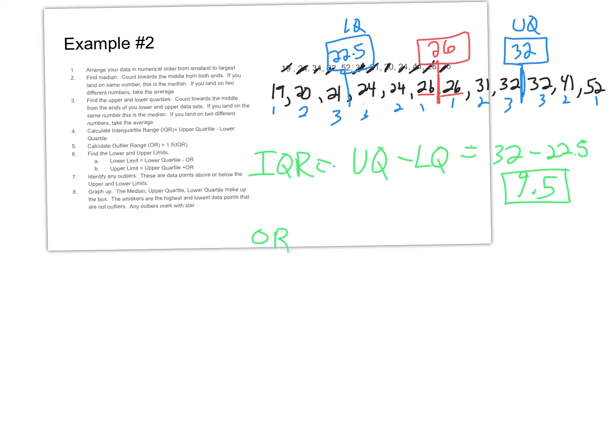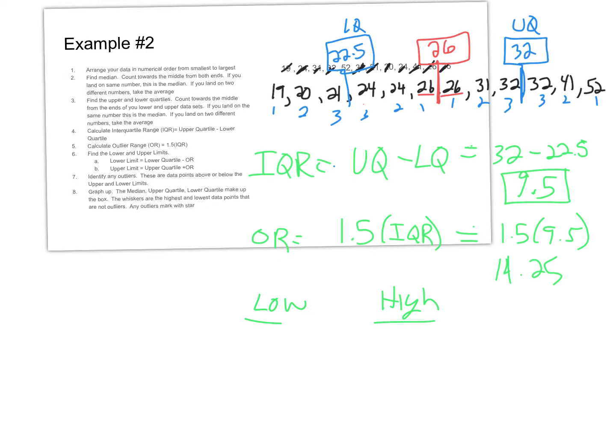Next is our outlier range, which is 1.5 times the interquartile range. So we do 1.5 times 9.5. I get 14.25. All right, so the outlier range is 14.25. So now we're going to do our low and our high limits.